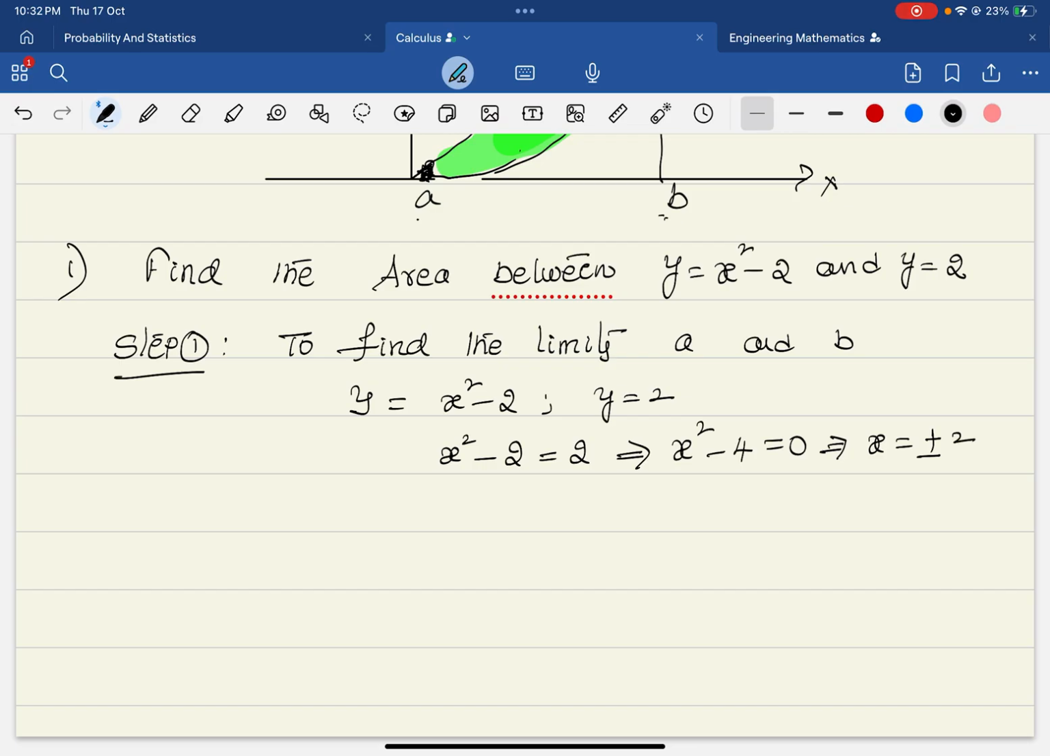X square is 4, so it implies that x is equal to plus or minus 2. So what are the limits? We got the limits: a is equal to minus 2 and b is equal to 2. So these are the limits. This is step 1, first of all. Now we are going to step 2. What is step 2 now?